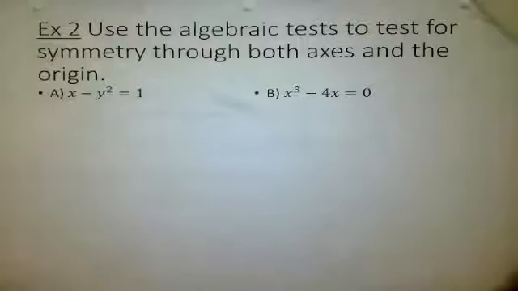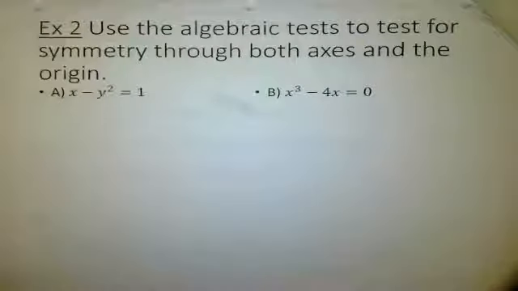So: use algebraic tests to test for symmetry through both axes and the origin. These directions actually want you to do all 3 algebraic tests. I'm going to say, oh my God, why? So what we're going to do is use our calculators. We're going to narrow down the list, and then use the test on the one that we think is right. So we're going to figure out what kind of symmetry we've got and then do that test. Okay, kind of weird. So let's see what I mean.